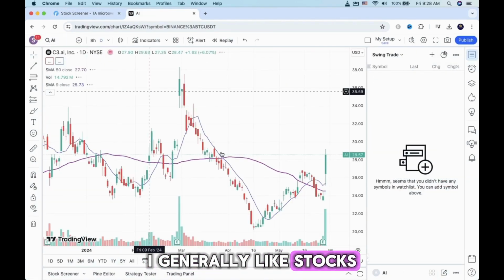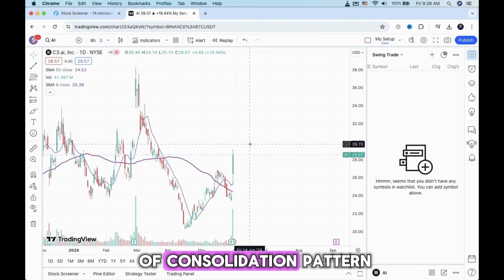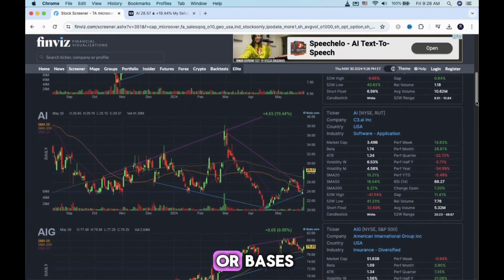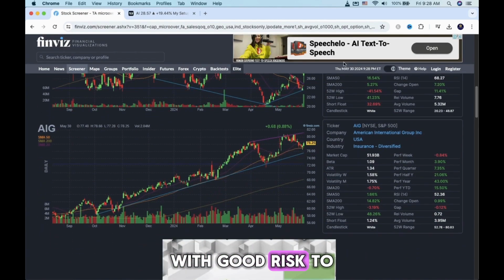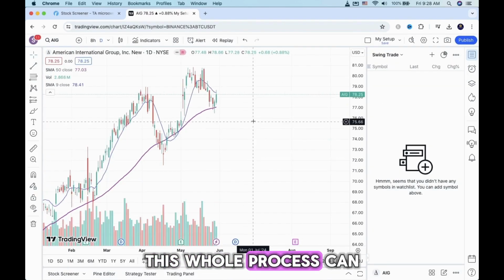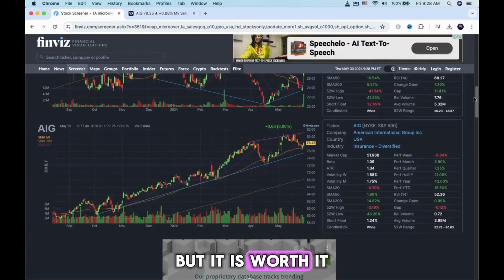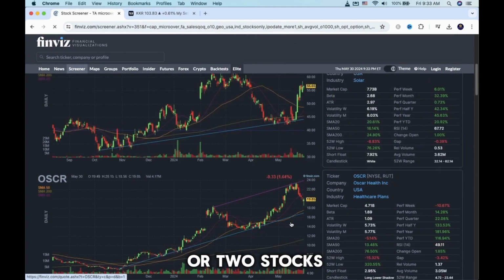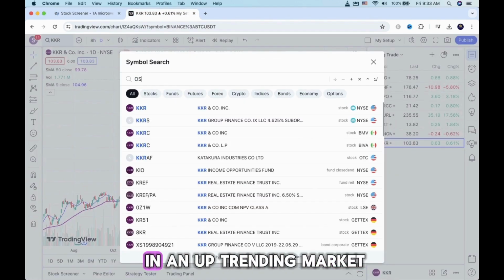I generally like stocks that are pulling back or have some sort of consolidation pattern such as bull flags or bases to find potential entries with good risk to reward ratios. This whole process can take some time, but it is worth it because I am usually able to find 1 or 2 stocks to execute the strategy in an uptrending market.